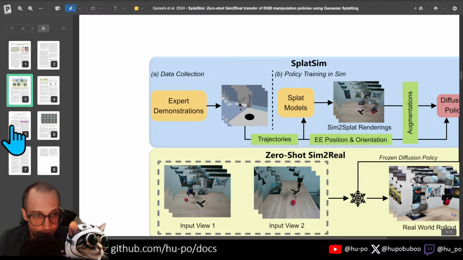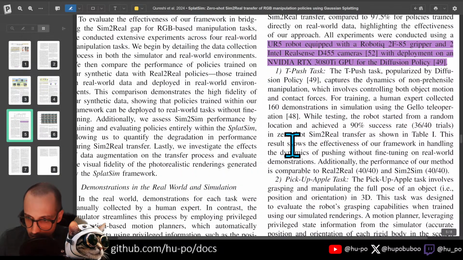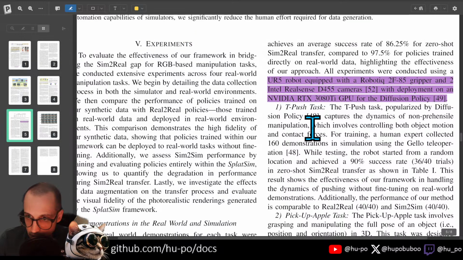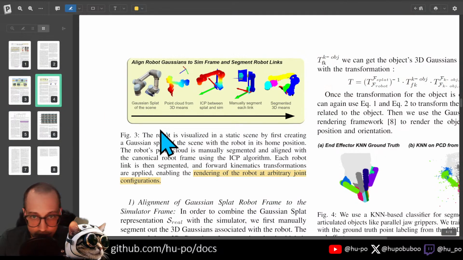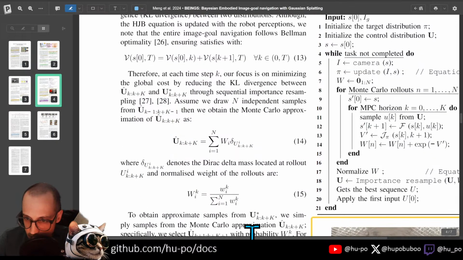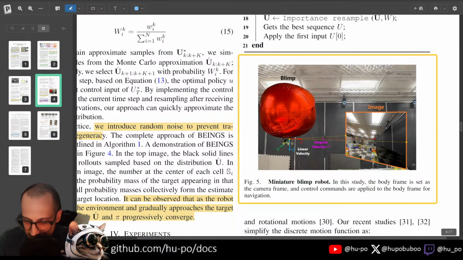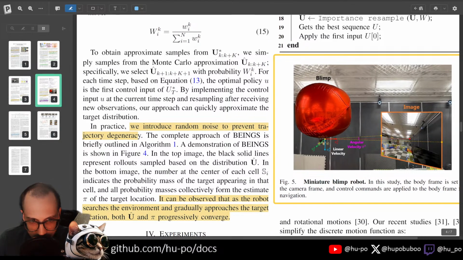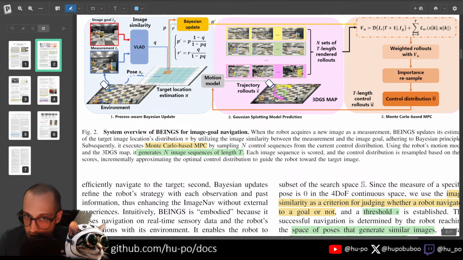Let's see what else we have here. We talked about this. We talked about that. We talked about the blimp robot. Blimp robot navigating, doing path planning using image similarity.